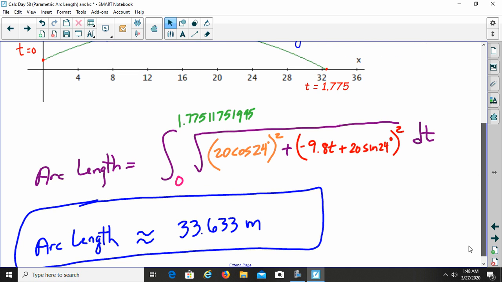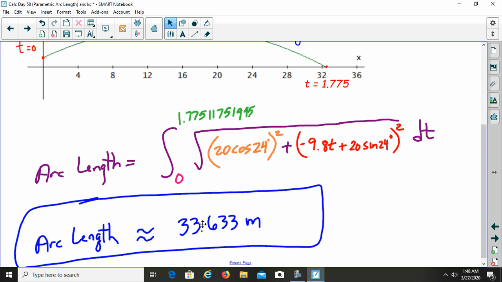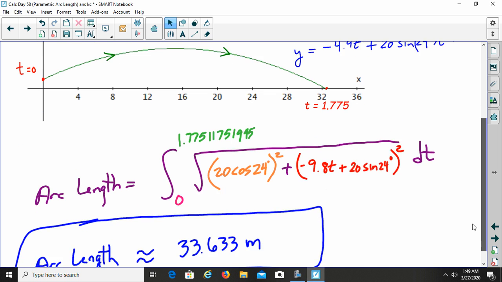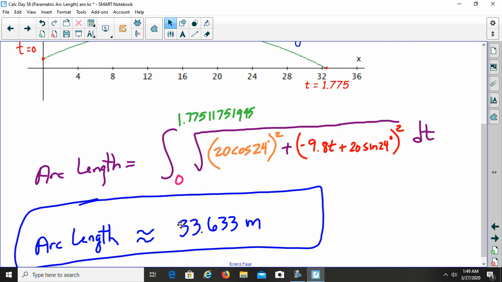When we type that into a calculator, we get 33.633, and that would be measured in meters. So 33.633 meters is the arc length, or the length that the ball would actually go through the air along this path. Just for the record, it's only a little further than the actual distance along the ground. The distance along the ground is just a little over 32, and we got for our arc length 33.633 meters.